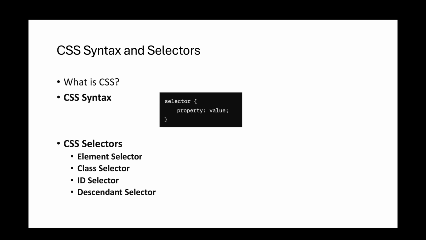CSS selectors. CSS selectors are patterns used to select and style HTML elements based on various criteria. Some common CSS selectors include: element selector selects elements based on their tag name, such as p for paragraphs or h1 for headings. Class selector selects elements based on their class attribute, using the syntax .classname. ID selector selects a single element based on its unique id attribute, using the syntax #idname. Descendant selector selects elements that are descendants of a specific parent element, using the syntax parent descendant.